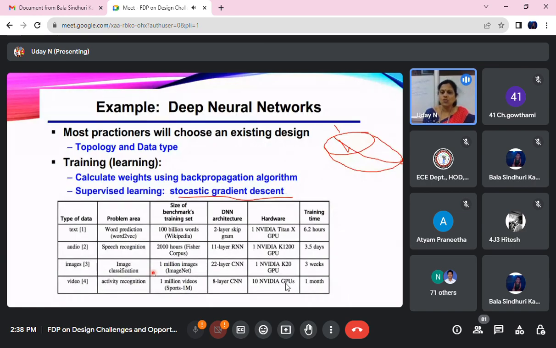Now let us see what kind of hardware is used for what kind of data. If you take a text problem, let us say we have the sentence, "He sits on a mat." Here, he is a pronoun, sits is a verb, on is a preposition, a is an article, mat is a noun. Now, this is word prediction: whenever we give a sentence, it should predict the parts of speech.